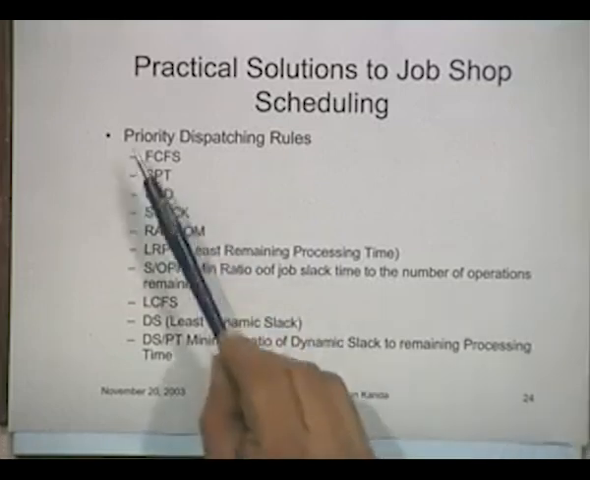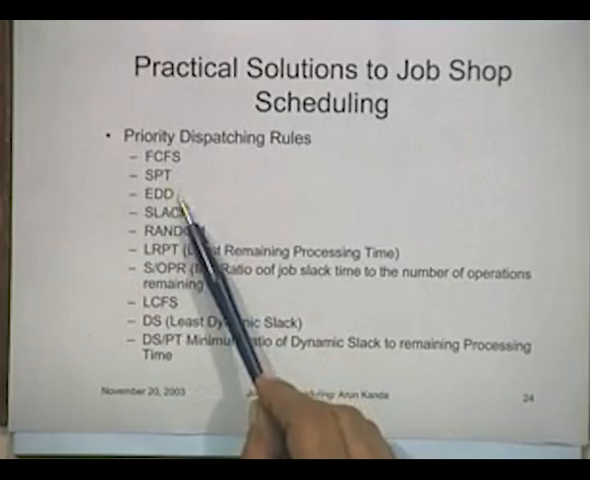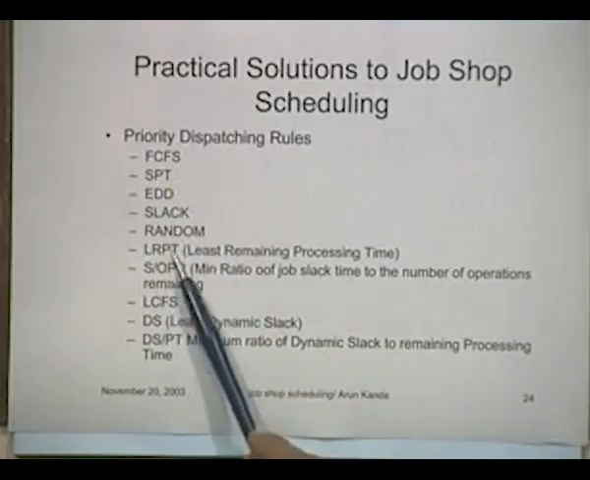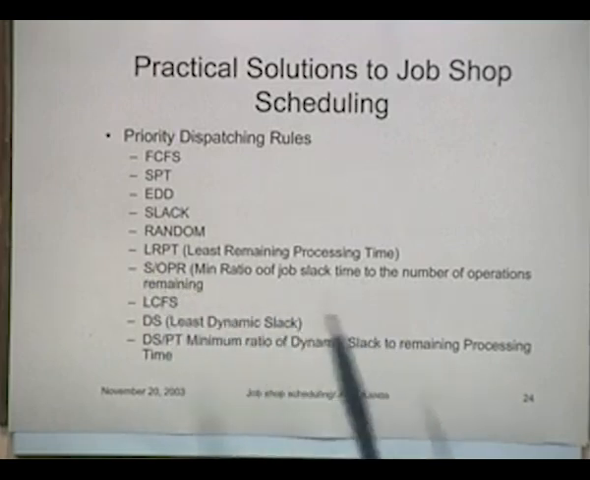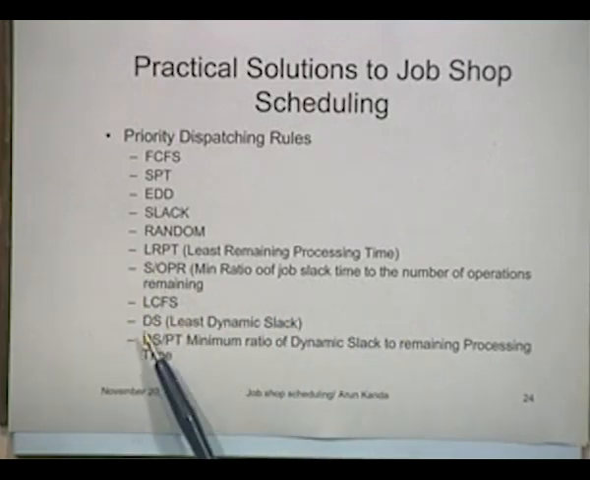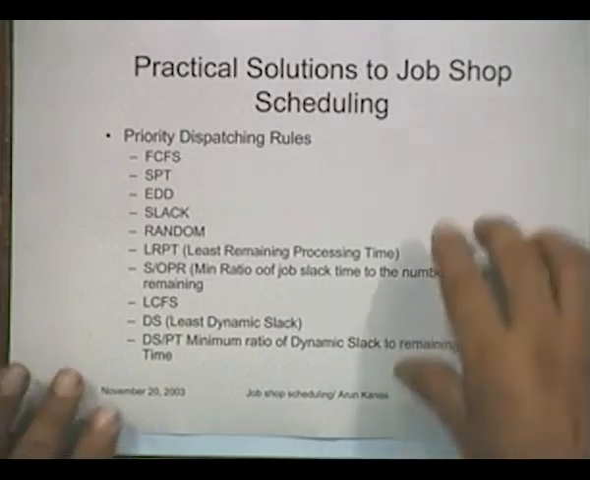In practical solutions to big job shops, you use a variety of dispatching rules. A list is here: first come first served, SPT, EDD, slack, random, least remaining processing time, minimum ratio of slack time to number of operations, last come first served, least dynamic slack, and so on. So what we are simply trying to say is that what is normally done is that through a process of simulation, you try to identify what is the best you can do, and then try to take that particular scheduling rule which gives the best solution.